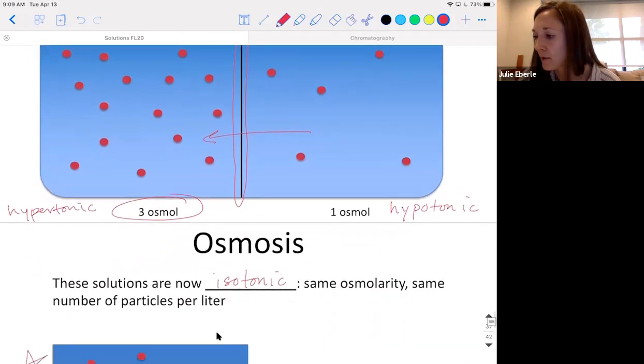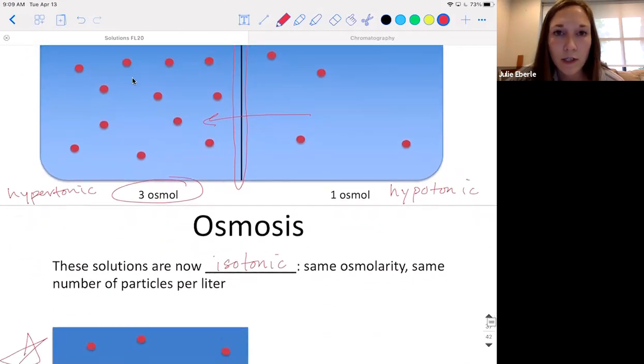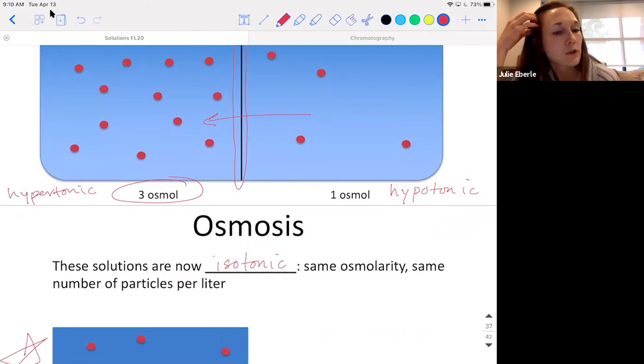Iso, hyper, and hypo. So I'm going to launch a poll question because these can be a little confusing as well. I want you to think about these words, iso, hypo, and hyper, and based on what we just talked about. Solution A has an osmolarity of 3 osmoles. Solution B has an osmolarity of 5 osmoles. So solution A is it iso, hypo, or hyper compared to solution B?